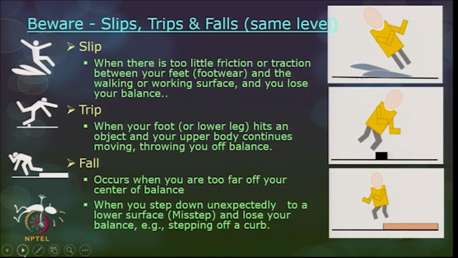Slip: when there is too little friction or traction between your feet and the working or walking surface, you lose your balance and you fall. That is primarily called a slip. Trip is when your foot starts to move but gets hit by an obstacle, while your body keeps trying to move, and as a result you lose your balance and you fall. So, slip or trip is associated with a fall, and a fall generally happens as a result of these two. So, that is falling on the same level or surface.